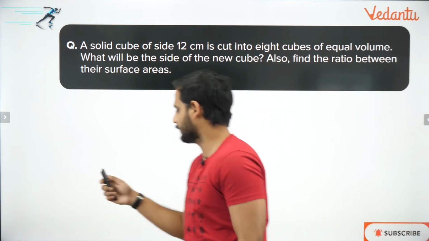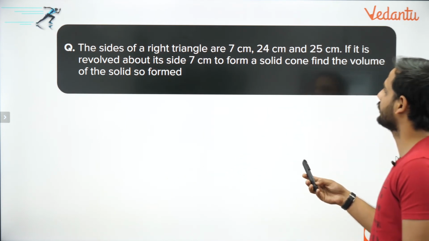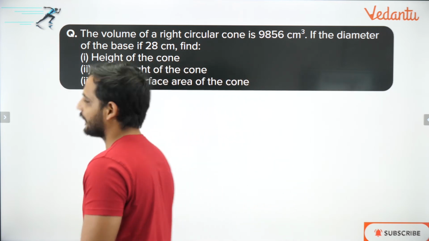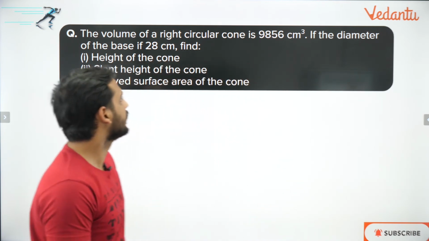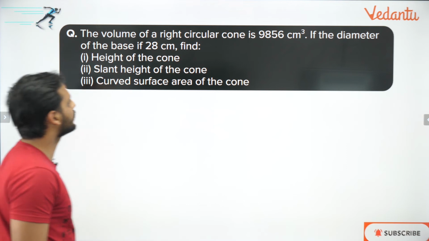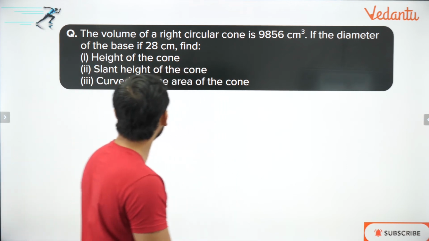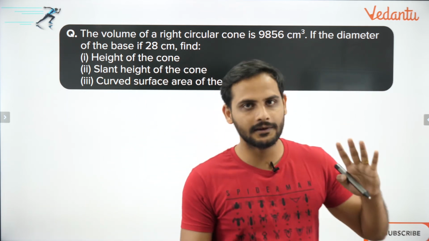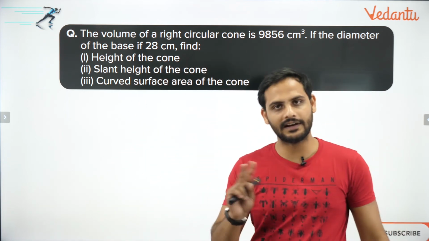Okay, chalo, let's move ahead. The next question we have is this. The volume of a right circular cone is 9856 centimeter cube. If the diameter of the base is 28 centimeter, find the height of the cone, slant height of the cone, and curved surface area. Curved surface area you know is pi r l, so for that we need radius and slant height.